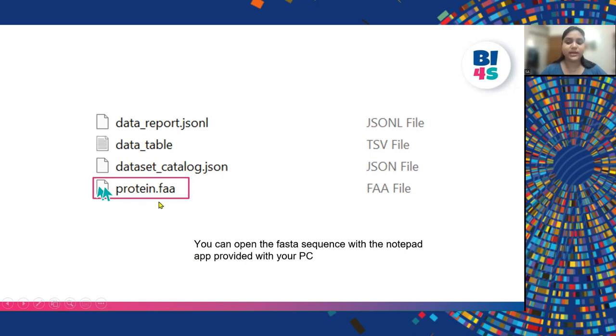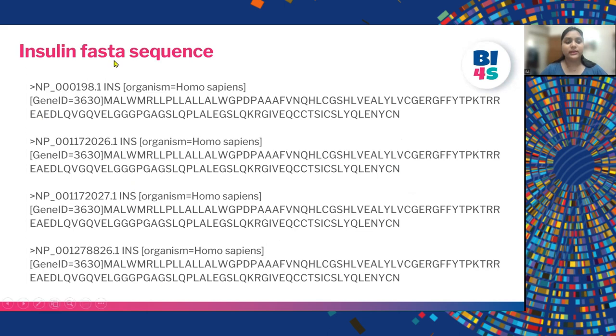And we can open this FASTA sequence with the normal Notepad app, or whatever notepad app your PC has. For example, for this insulin gene, this was the FASTA sequence provided for this particular gene. And here are different versions of this protein, from which this first version is what we will take, which is starting with methionine and ending at asparagine.